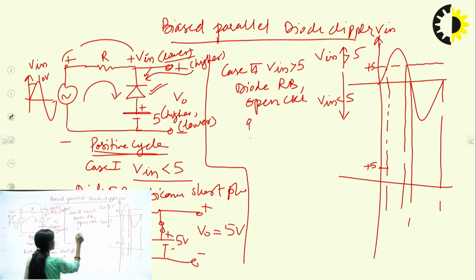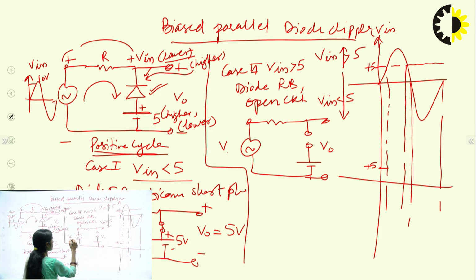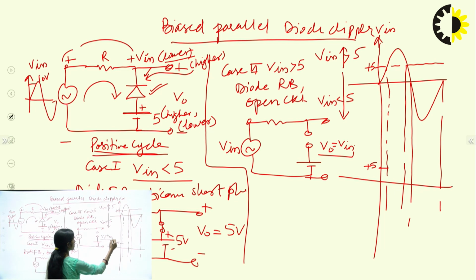So how will you draw this circuit? This circuit can be drawn like this. The diode is acting as an open path and the remaining things can be drawn like this. So what is the output? Now the output is the same as the input, because we know that at the open path, the output will be the same as the source voltage. So we will get the output same as V.